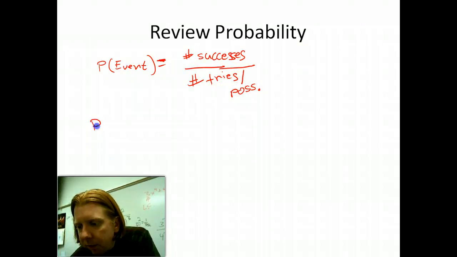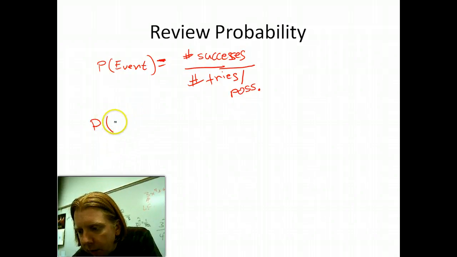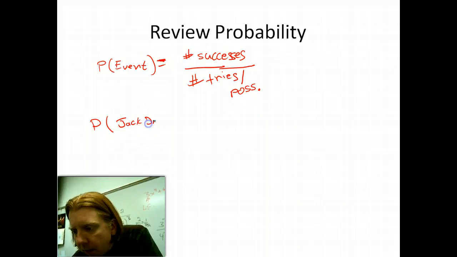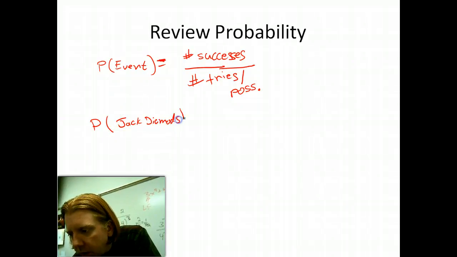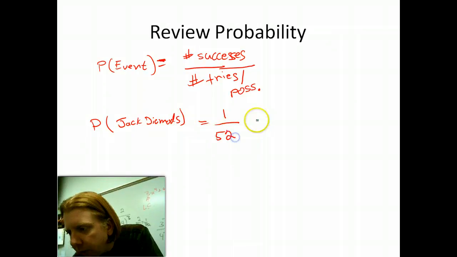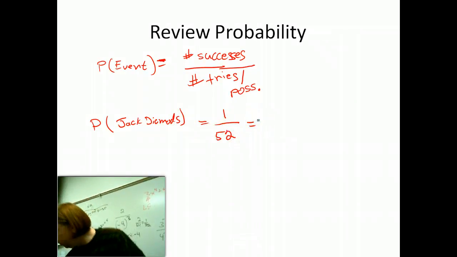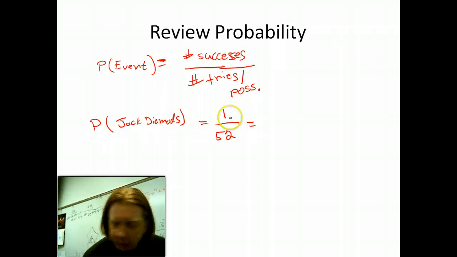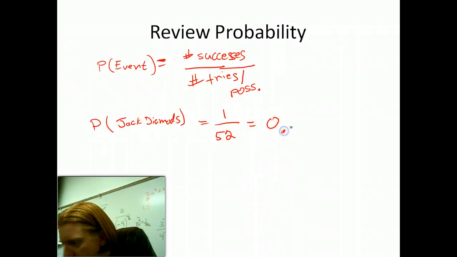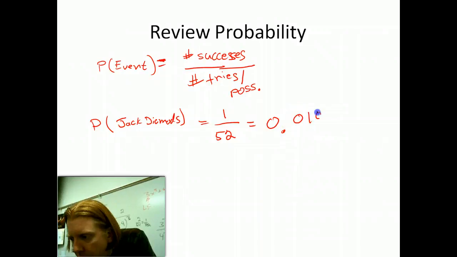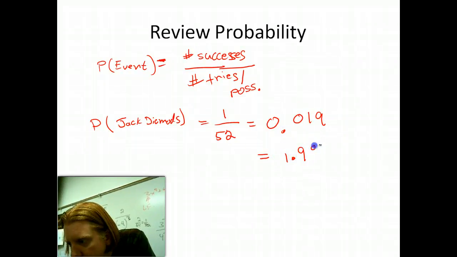So for example, if I talk about the probability of pulling out the Jack of Diamonds from a deck of cards, that's one specific card out of 52 cards, which in decimal form, 1 divided by 52, puts me at 0.019, which converts to 1.9%.